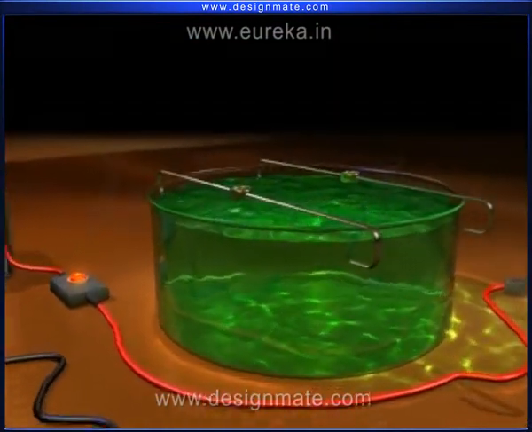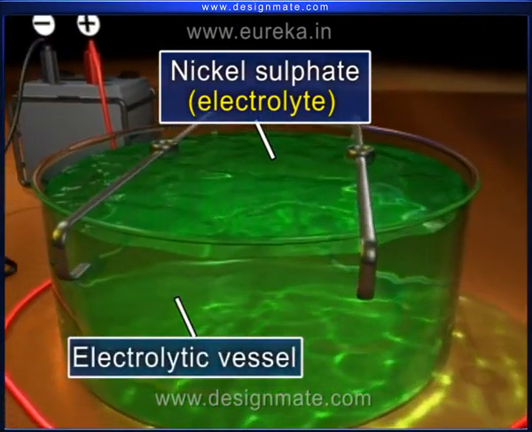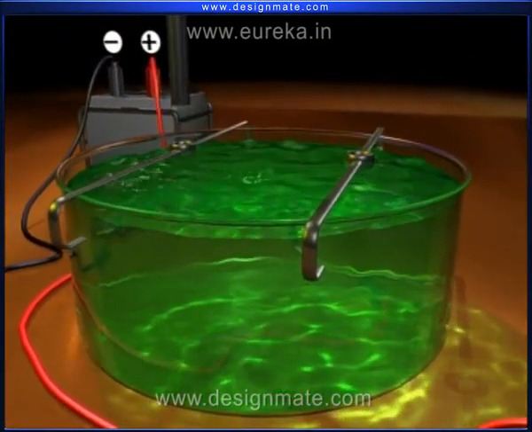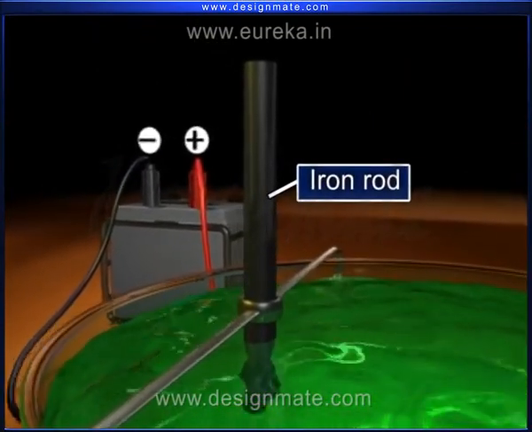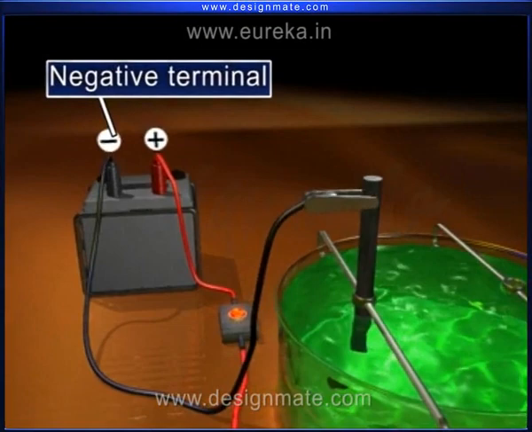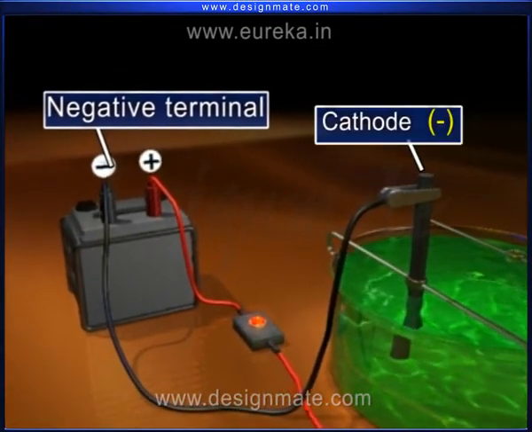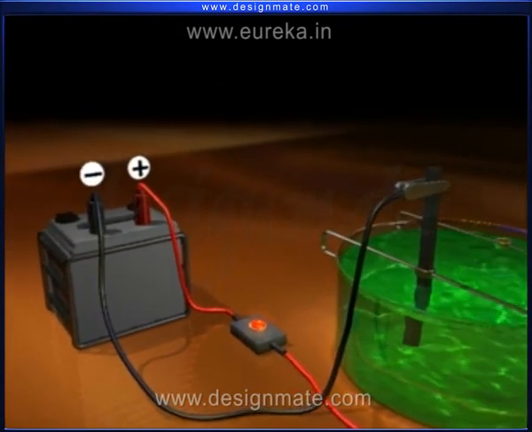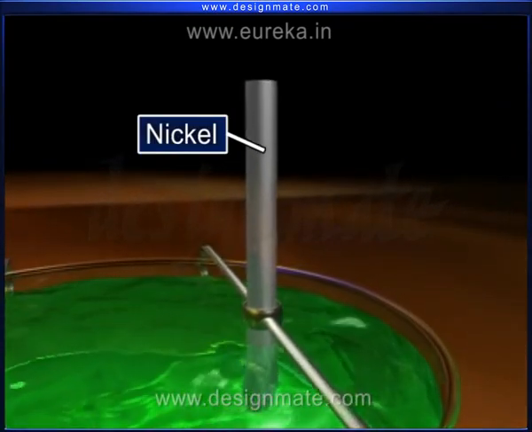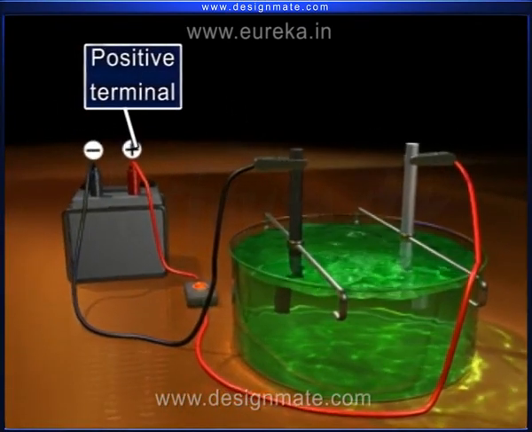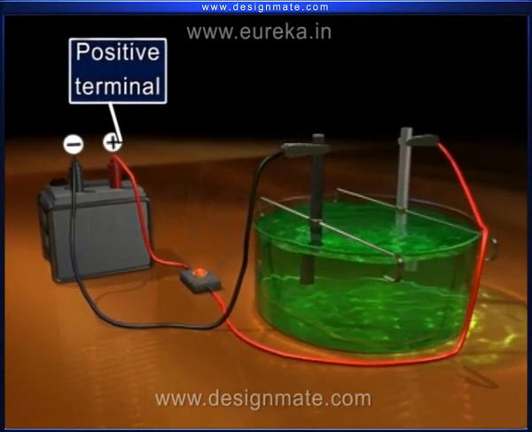An aqueous solution of nickel sulfate is taken in an electrolytic vessel as an electrolyte. The iron rod to be electroplated is dipped into nickel sulfate and then connected to the negative terminal of a battery. This means the iron rod to be electroplated acts as a cathode. Another rod made of nickel is also dipped into the electrolyte and connected to the positive terminal of the battery. This pure nickel rod acts as an anode.